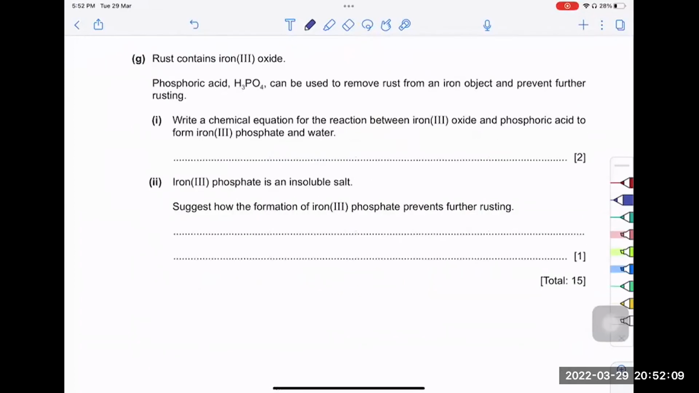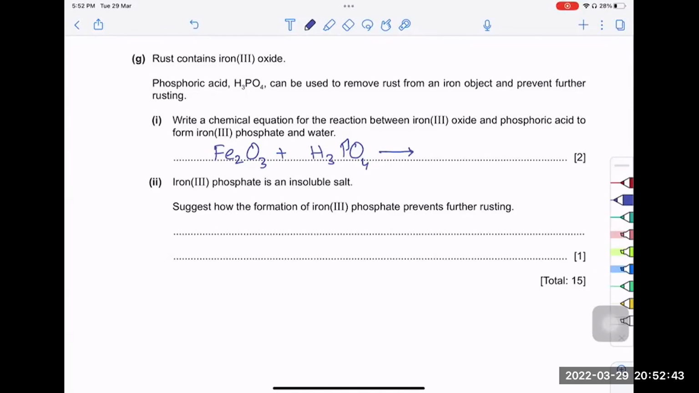Rust contains iron 3 oxide. Okay, but phosphoric acid can be used to remove rust. So we are just taking phosphoric acid and iron 3 oxide. What is rust? Iron 3 oxide. Okay, so iron 3 oxide reacts with phosphoric acid. You might not have seen this, but that's fine because we can still do this. Why? Because we know that metal oxides can be amphoteric or basic, and this is an acid. So this is going to be an acid-base reaction.